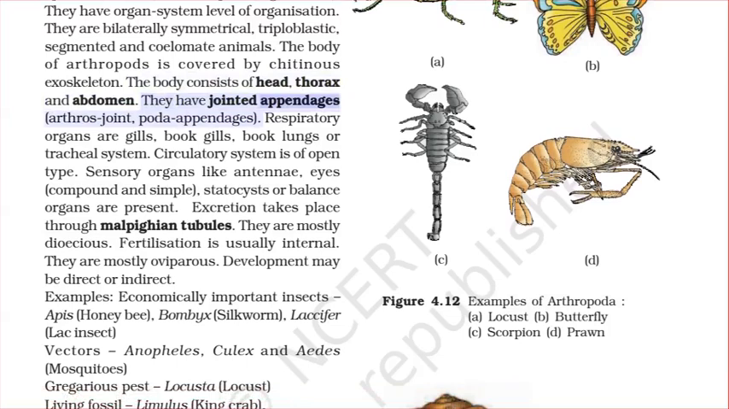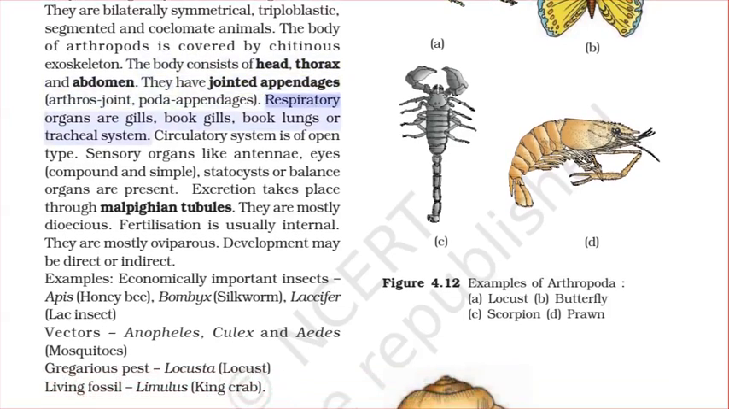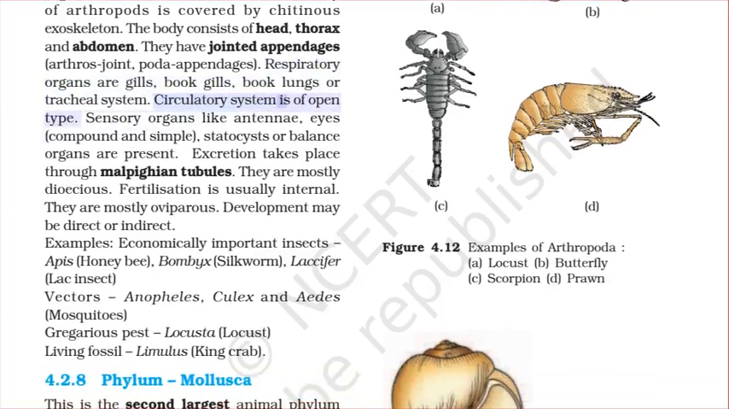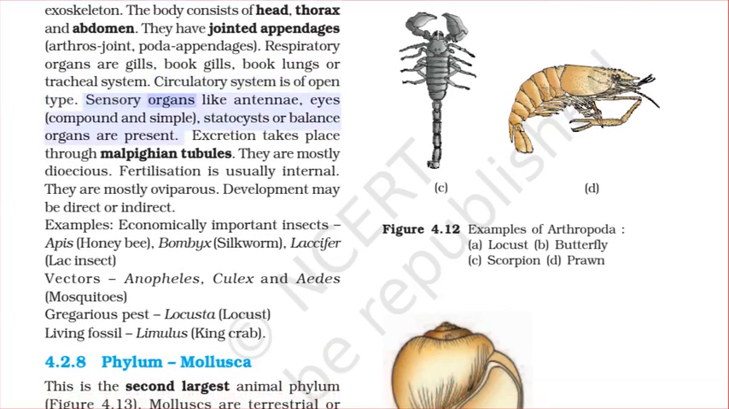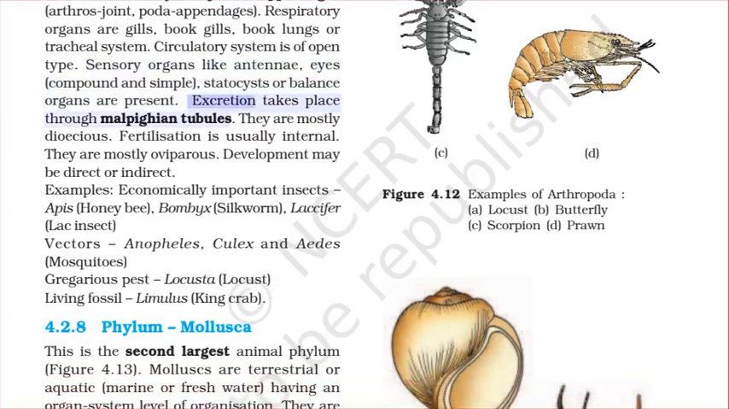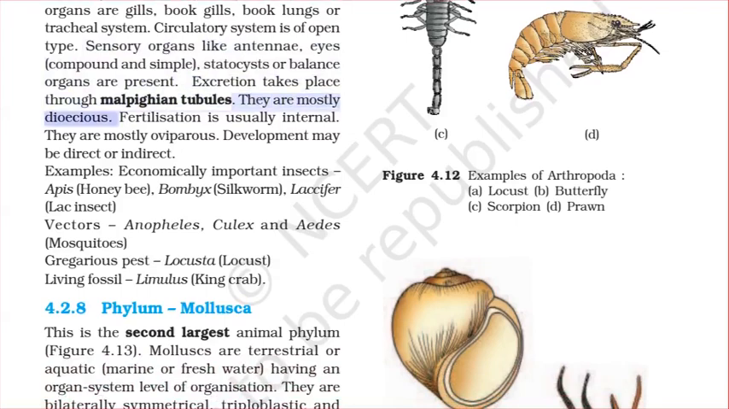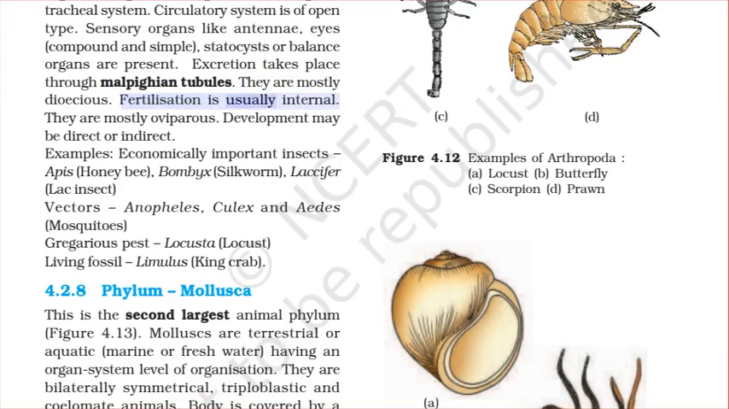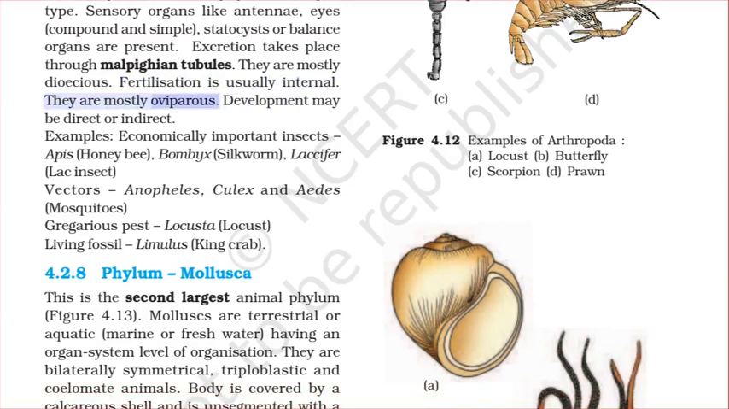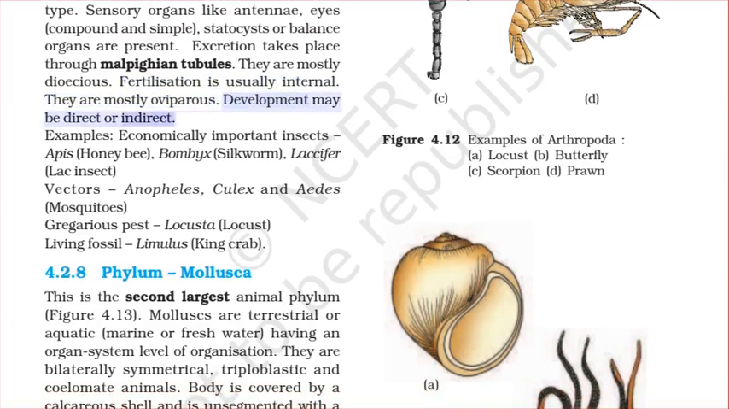They have jointed appendages, arthros: joint, poda: appendages. Respiratory organs are gills, book lungs, or tracheal system. Circulatory system is of open type. Sensory organs like antennae, eyes (compound and simple), statocysts or balance organs are present. Excretion takes place through Malpighian tubules. They are mostly dioecious. Fertilization is usually internal. They are mostly oviparous. Development may be direct or indirect.